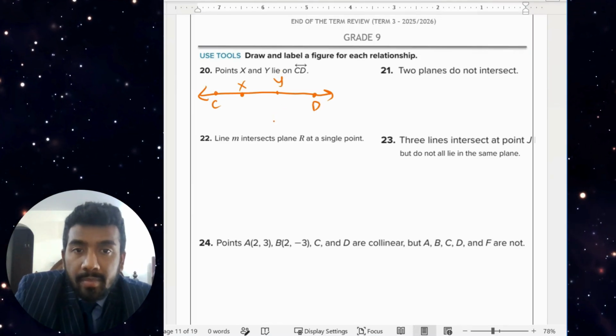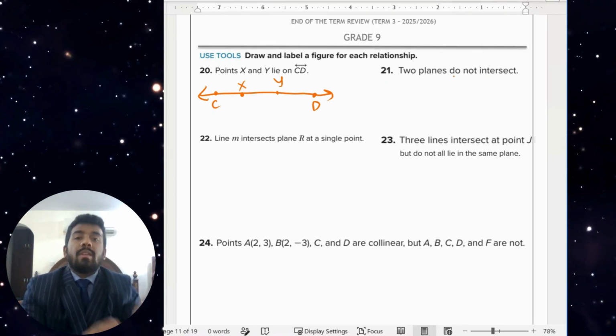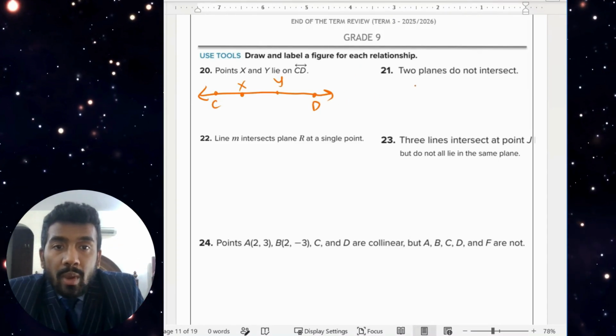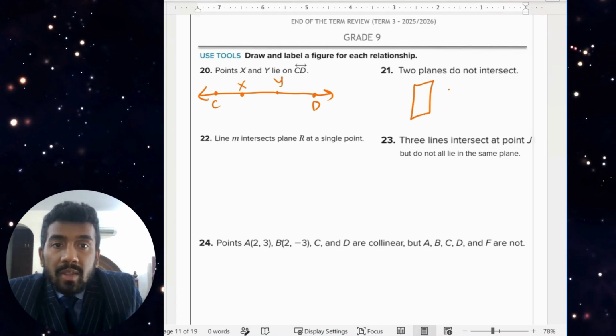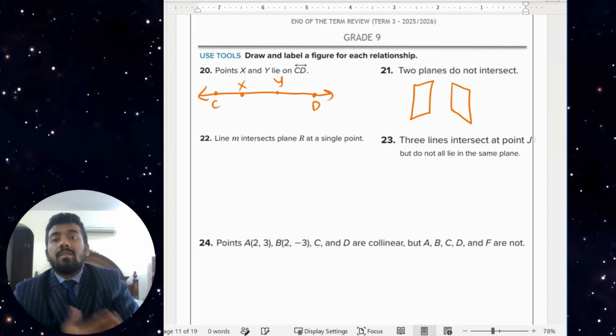That's it. Two planes do not intersect. Means what? There are two figures, they don't touch each other. So just make two squares like this. So this one plane and this another plane, they don't touch each other. Okay, that's it.